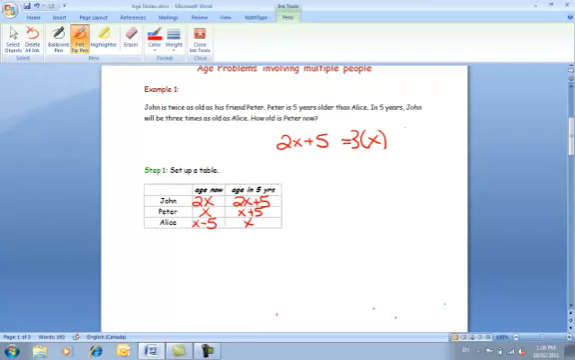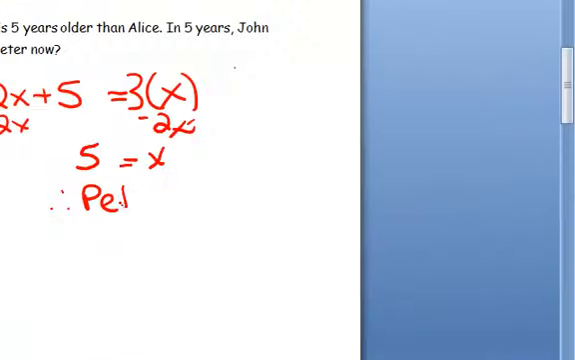Now we're just going to solve. So this is just a simple one. You subtract 2x from both sides. You're going to get x equals 5. So now we go back to the question. How old is Peter now? So Peter's age now was just x. Well, we just figured out that x was 5. So therefore, Peter is 5 years old.